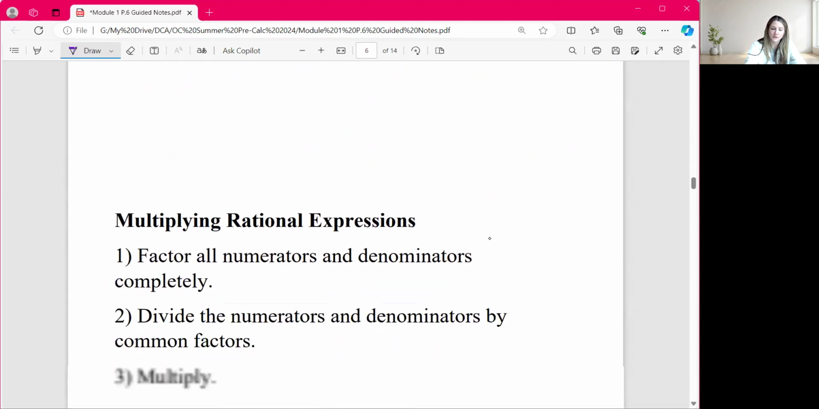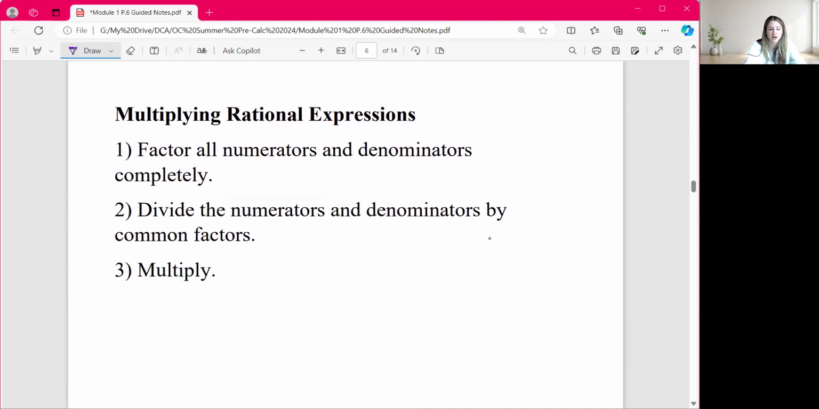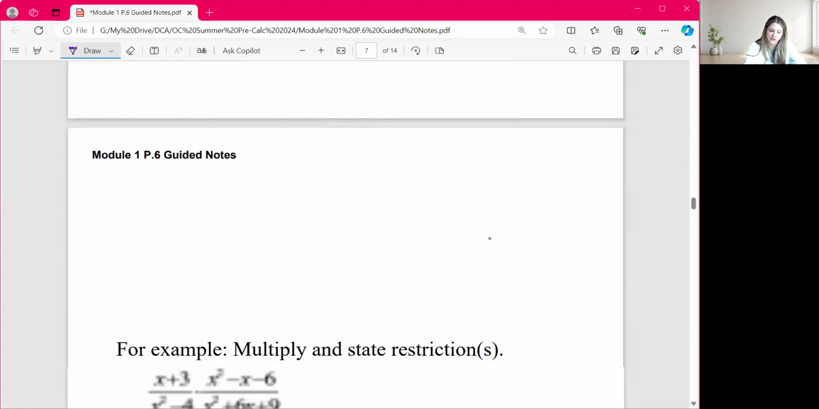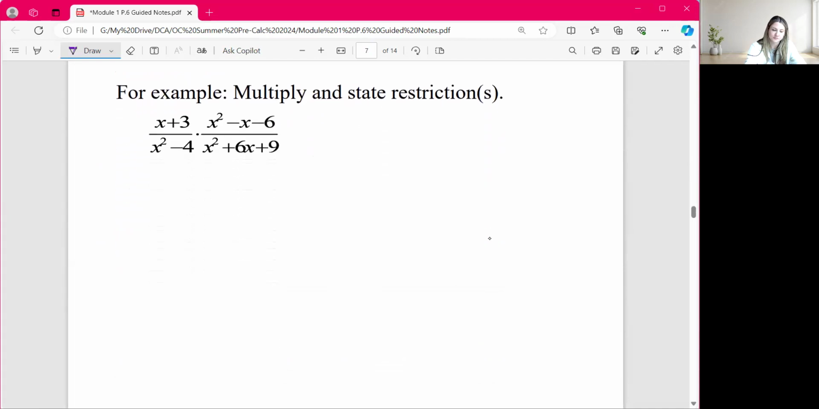Let's check out multiplying rational expressions. Very similar. Factor numerator, denominator, do any canceling, and then you multiply straight across. Again, state domain before you cancel. Multiply straight across. Whatever is left over.